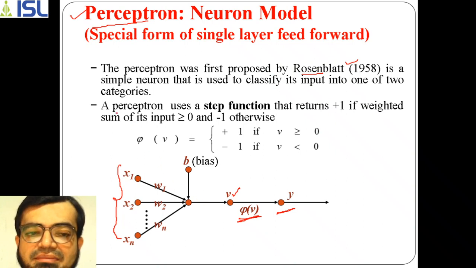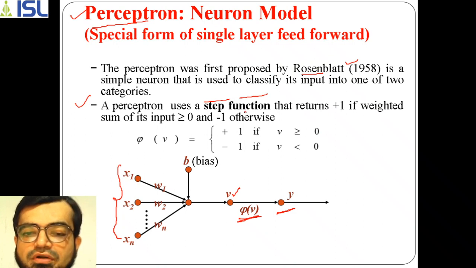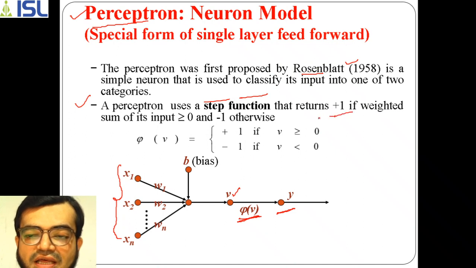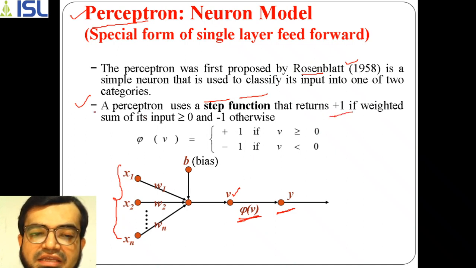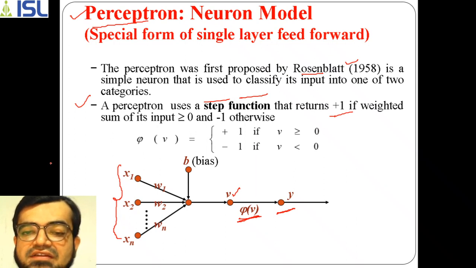But the thing is that the perceptron uses which kind of activation function? It uses the step function. As I said, the step function behaves in a way where it gives an output in two forms. It returns plus one if the overall value of the input is greater than or equal to 0, then it will give you the output value as plus 1.